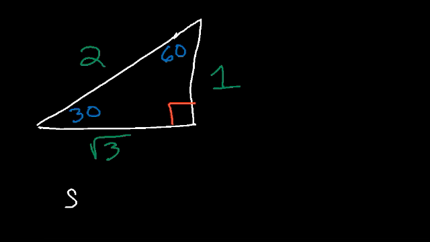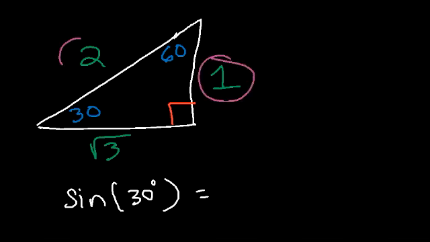So let's say if you want to figure out what sine of 30 degrees is. Sine 30 is equal to the opposite side divided by the hypotenuse. So notice that 1 is opposite to 30. So therefore, sine 30 is 1/2.